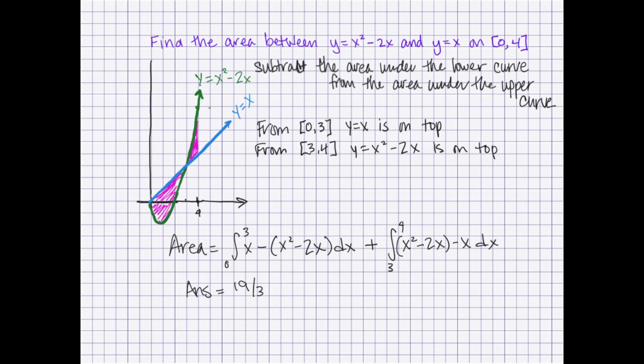So our area is going to go from 0 to 3, blue's on top, so we have x minus the green line, plus, and then we're going to do the 3 to 4 section. The green is on top here, so it's going to be the green part minus the blue one. So that's how you set that up.